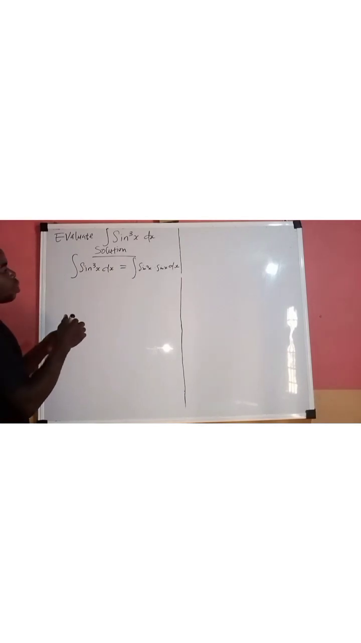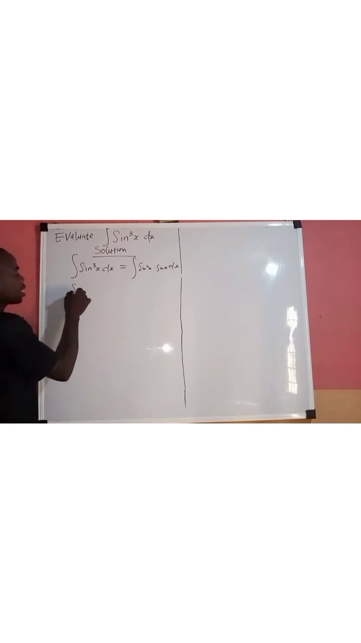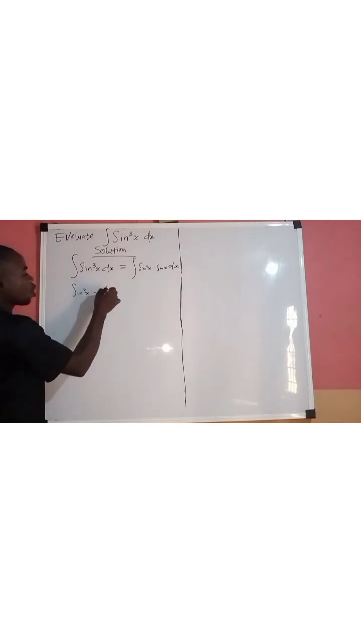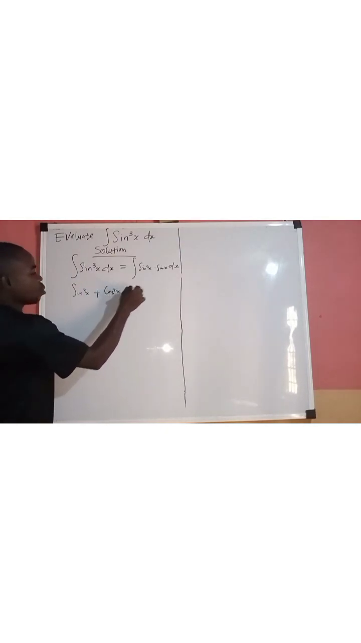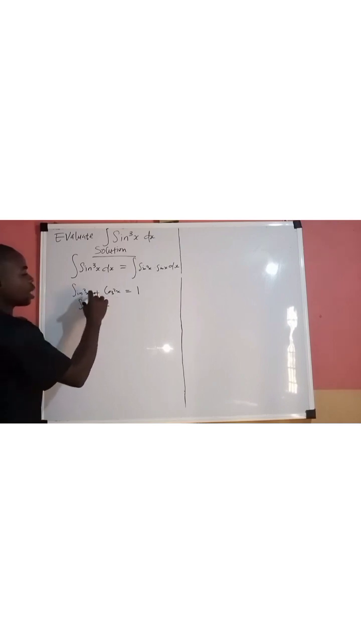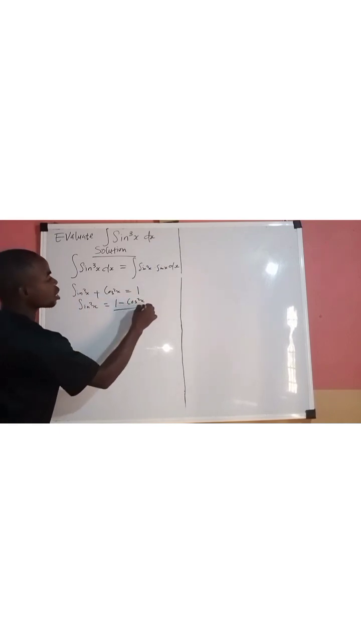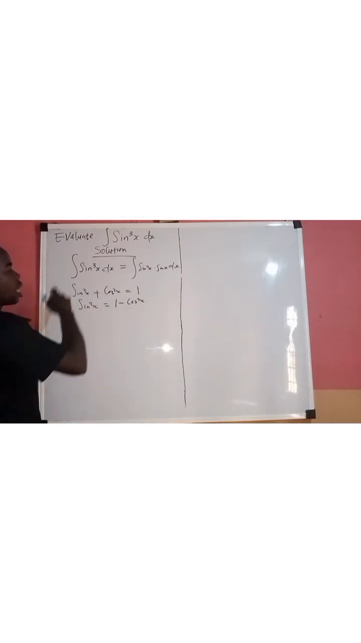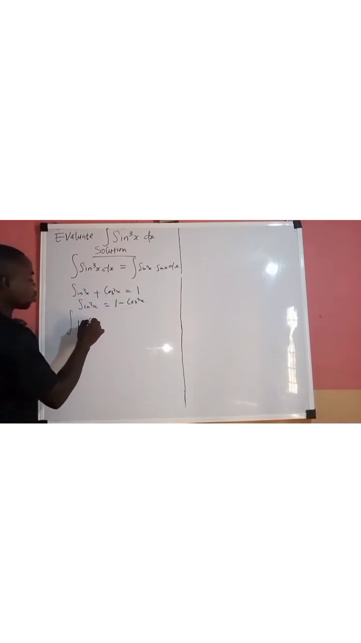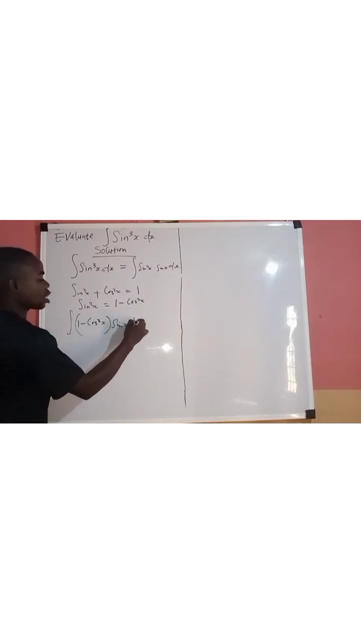Now what do we do again? We're going to use a trigonometric identity which we know, which basically says that sine squared x plus cos squared x is equal to 1. So if you want to make sine squared x the subject of the formula here, we're going to have that it is equal to 1 minus cos squared x. So we are going to carry this to replace our sine squared x right here. If we do that, our new question becomes the integral of, in bracket, 1 minus cos squared x, times sine x dx.